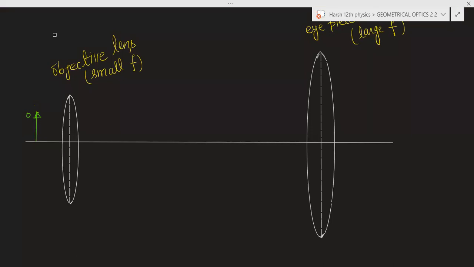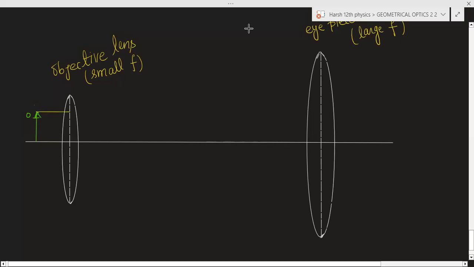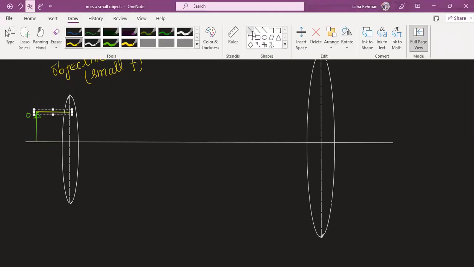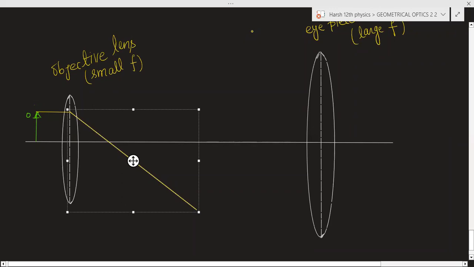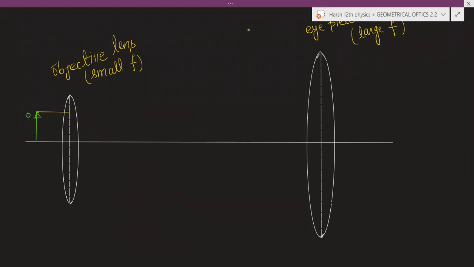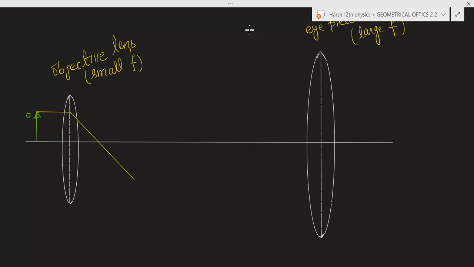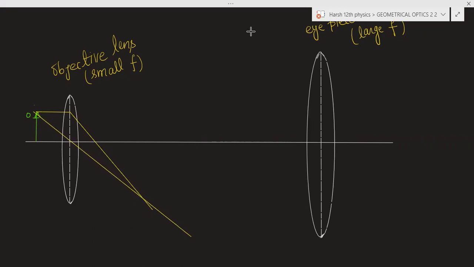Okay, so now we'll draw the image. The first ray is parallel to the principal axis, and it will pass through the focus of the objective lens like this. Another ray from the object is passing through the optical center. I think I have made a mistake. Just a minute, I am correcting it. Actually, the focal length of this objective is small, no? So that is why it will be something like this. So the image will form like this.